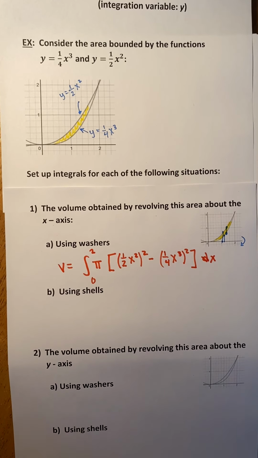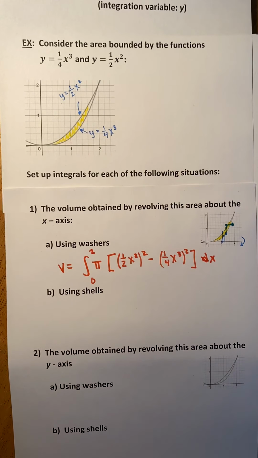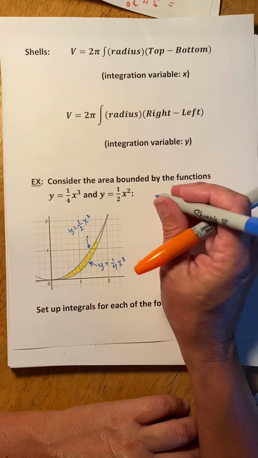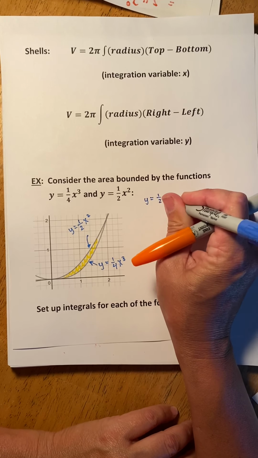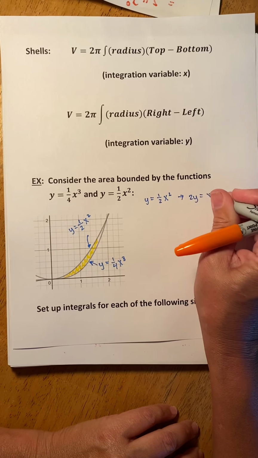If we were to use shells, well, here's where things get a little interesting, because if we're using shells, we're now going right to left, right? So I have to now turn these equations into equations with respect to y. So I'm actually going to go back to this page, and I'm going to do x in terms of y. So if y equals 1/2 x squared, then 2y equals x squared.